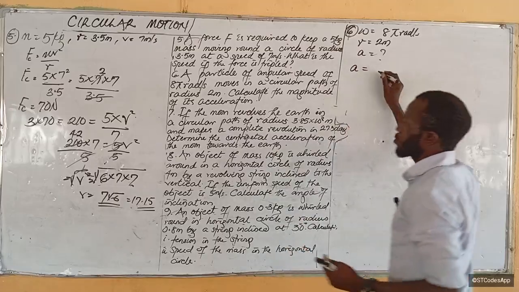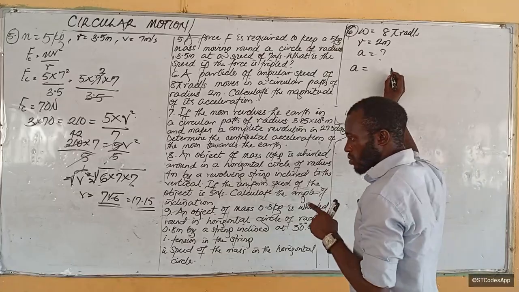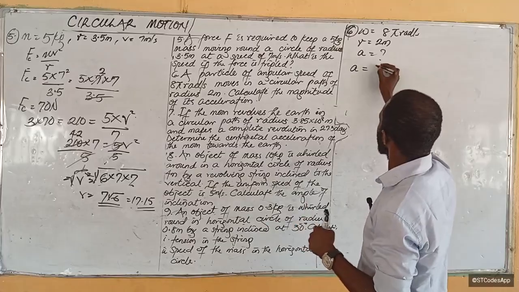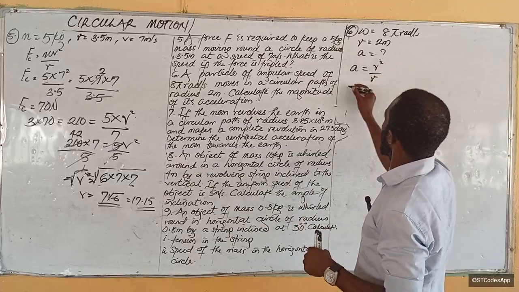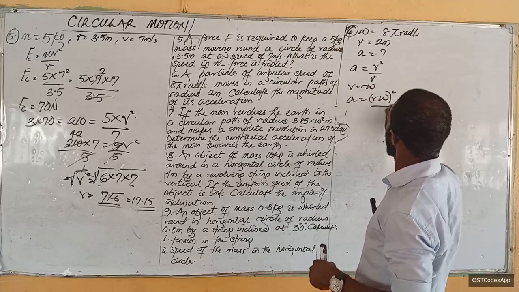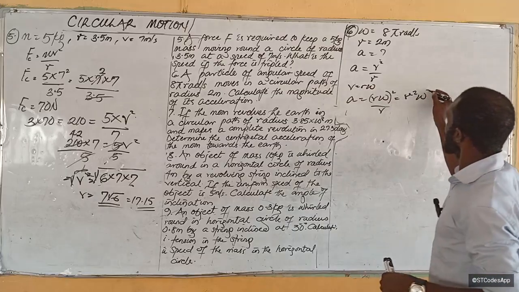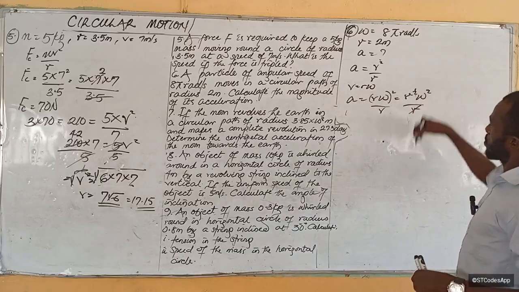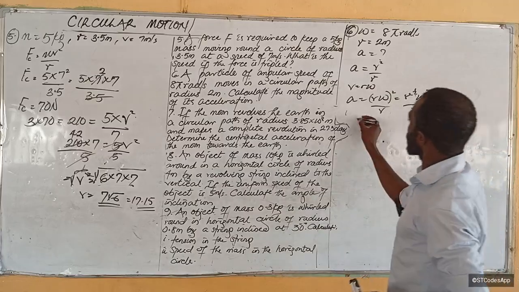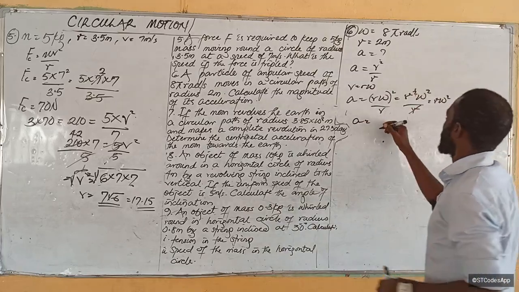Recall that we did A equal to v squared over r. So A equal to v squared over r and v equal to r omega. So A equal to r omega all squared over r, which is equal to r squared omega squared over r. Do you understand now? That is r omega squared. I think I proved this. So A equal to r omega squared, that's just the answer.